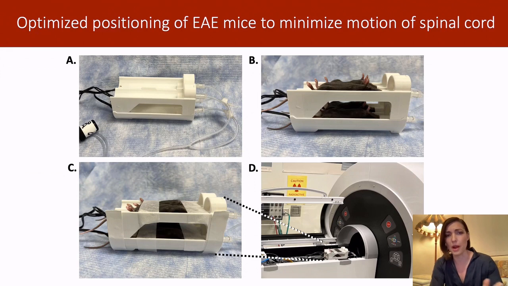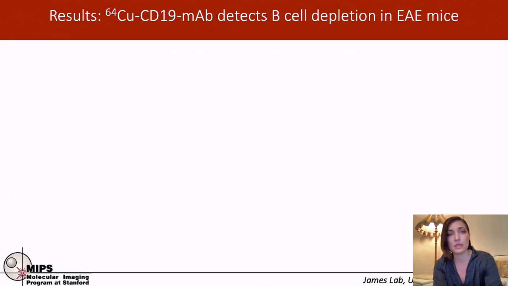And we've done a direct comparison between sort of mice that are prone versus mice that are supine. And just wanted to share that in case anyone else in the audience is imaging EAE mice or any brain imaging in general. I think this ends up leading to higher quality images.